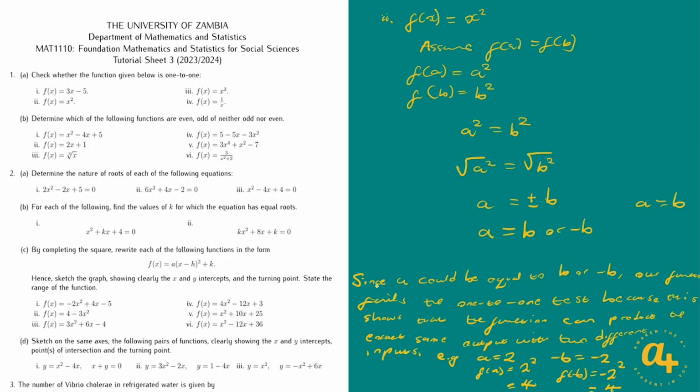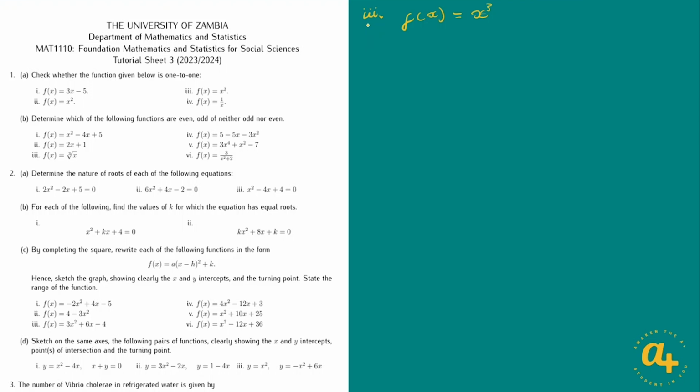Therefore, we can conclude that since a could be equal to b or negative b, our function fails the one-to-one test because this shows that the function can produce the exact same output with two different inputs, and hence the example that we have shown here. We have managed to check that the function f of x equals x squared is not a one-to-one function. Instead, it is a many-to-one function. So now let's move on to the next question.